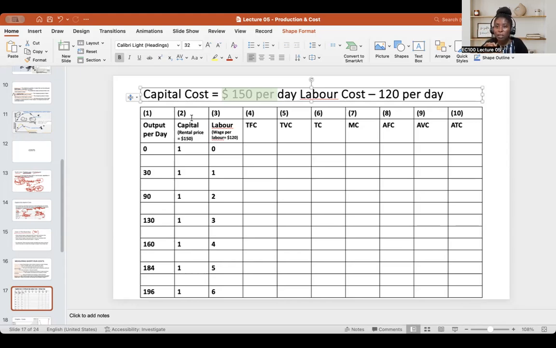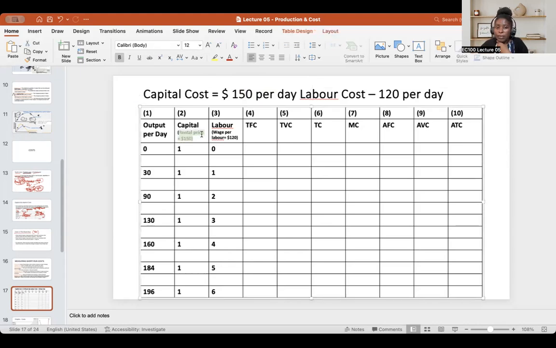If you pay a lump sum over 12 months as rent for your house, and I ask you what is the rent per month, you just divide by 12, right? If I ask you what is your rent per day, you divide it by 30, right? So this is the capital cost, like the rental price per day. We have just divided it to see how it would be per day. And then the cost of labor, which is the wage, is $120 per laborer, per one labor.